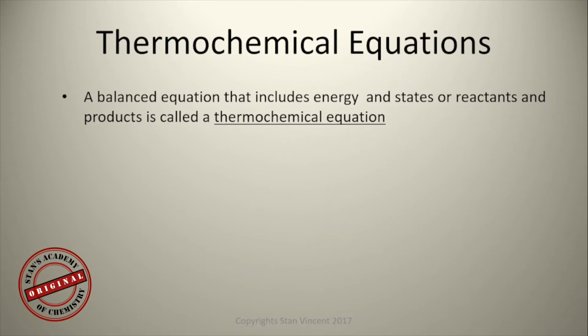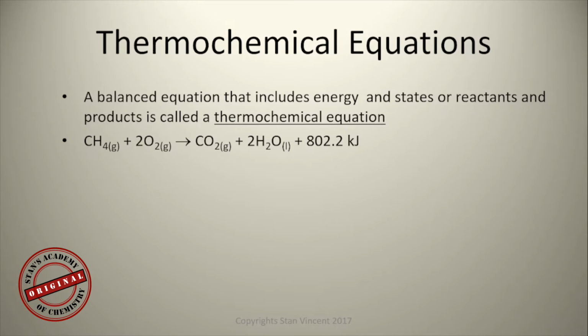Thermochemical equation. A balanced equation that includes energy and the states of reactants and products is called a thermochemical equation. CH4 plus 2O2 giving you CO2 plus 2H2O plus 802.2 kilojoules. This is one way of writing a thermochemical equation. For the reactants and products, we indicate the physical states, and we also include an energy term. In this case, heat is considered a product in the reaction.